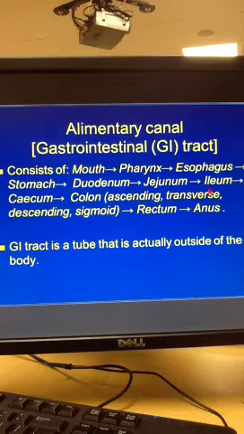The ileum, and note the spelling of the ileum, I-L-E-U-M. It's not I-L-I-U-M. Where do we have I-L-I-U-M? In the hip. In the hip.